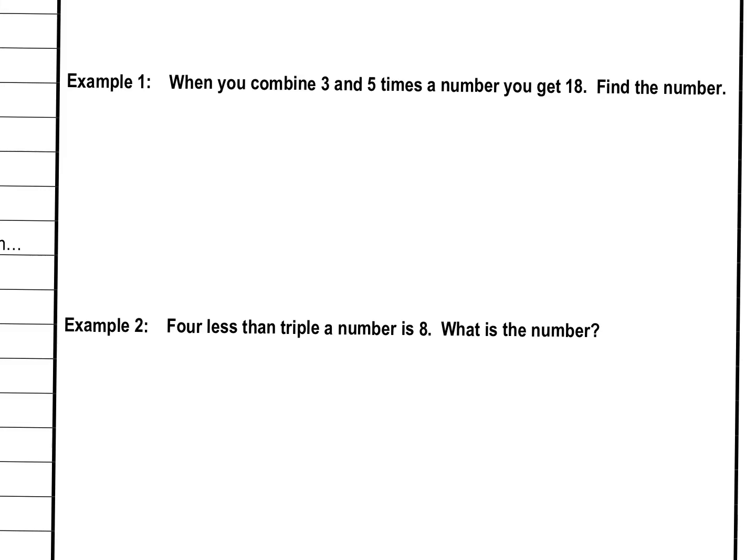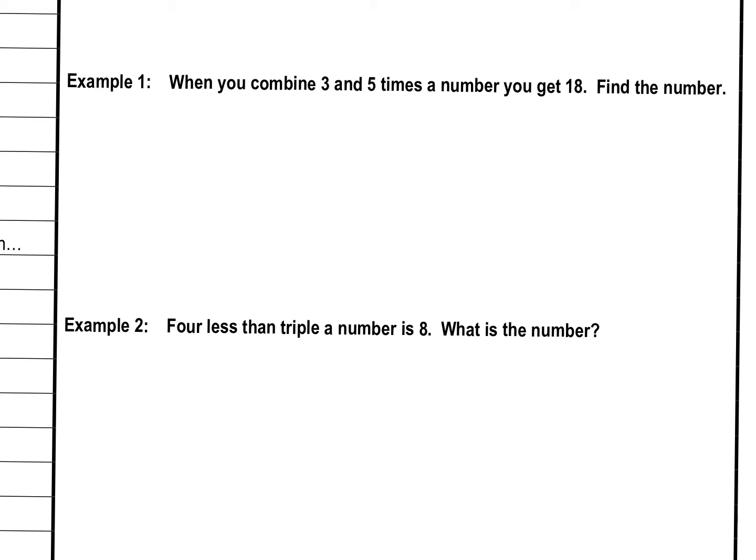Today's lesson is all about "Can you find the number?" And so we're going to be following the same process we have been doing. Use the CUBES method to annotate the problem, to find your variable, and then find the answer after writing an equation. So our first problem today says, when you combine 3 and 5 times a number, you get 18.